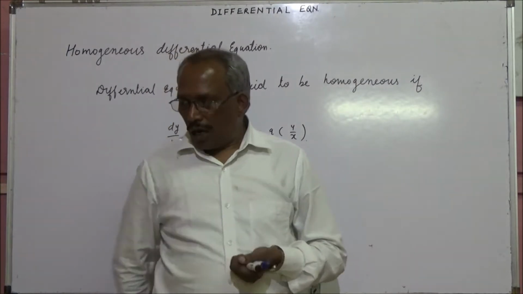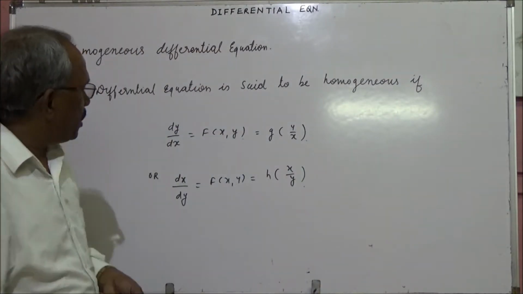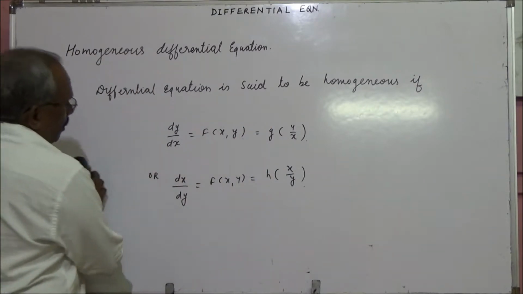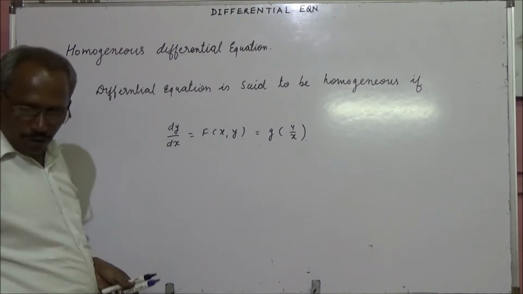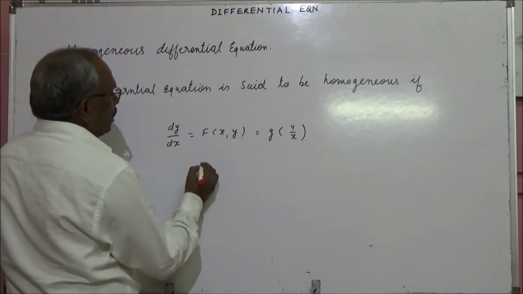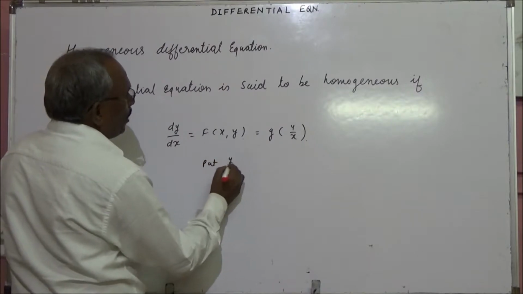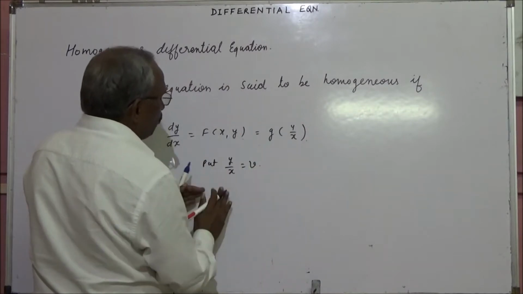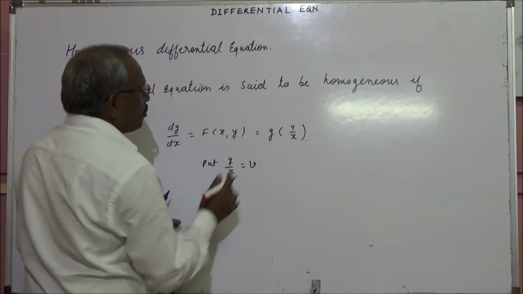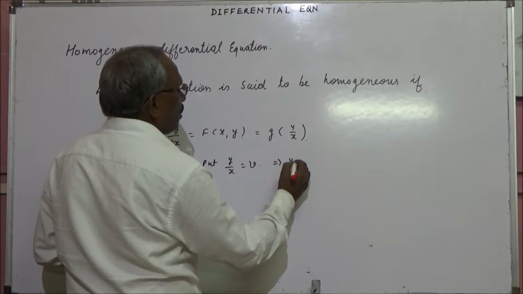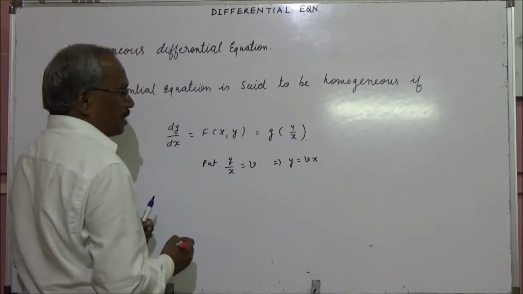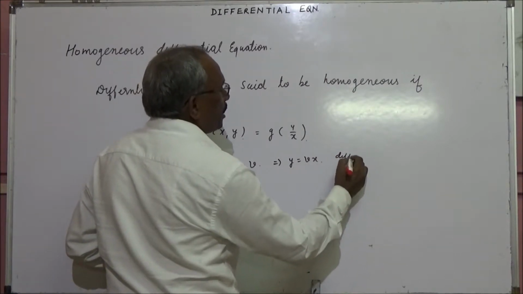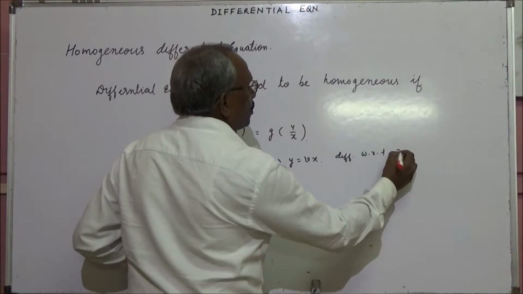So let us see how to find the solution of this differential equation. First we will see this type. If the differential equation is of this form, how do we solve it? Here, put y by x is equal to v. So this implies y is equal to vx. Then we have to differentiate this with respect to x.